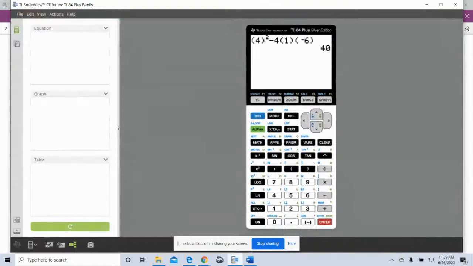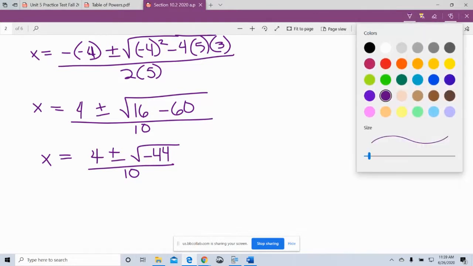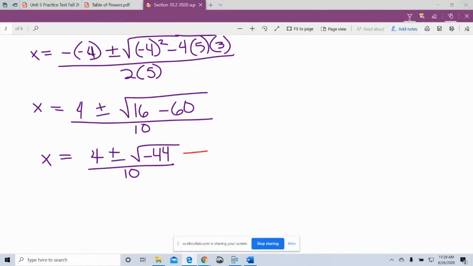Let's make sure of that on our calculator. So remember, inside of our radical, we had the negative 4 that was being squared. If you don't type in those parentheses, it's on you if you get it wrong. Times 5 times 3. Okay, negative 44. Okay, back to our lecture guide here. Once again, I have a radical here that I'm going to have to simplify. So I'm going to pull that off to the side and simplify that guy as well.